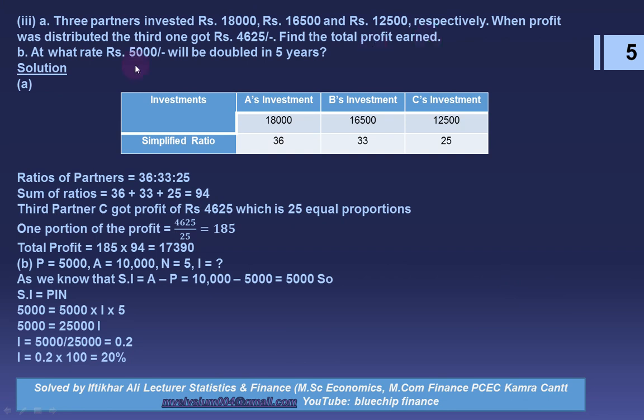And there is a question part B. At what rate rupees 5,000 will be doubled in 5 years? We will see later this, but first of all we will calculate part A of the question. So we will have to see about their investments.